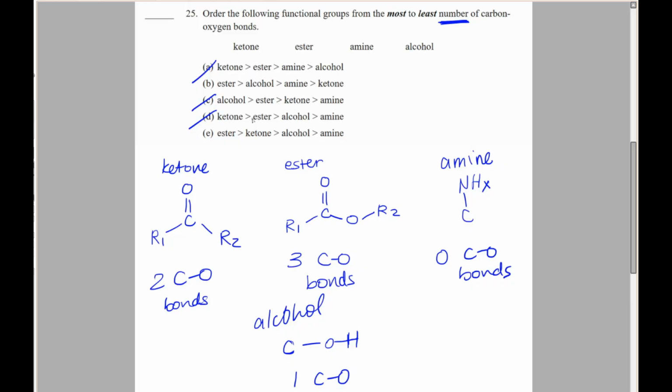The second greatest is going to be the ketone because we have this double bond, which counts as 2 CO bonds. So we know that the answer is E because this has ketone as our second, and then B has alcohol as our second, which should be third. So our answer for this question is E.